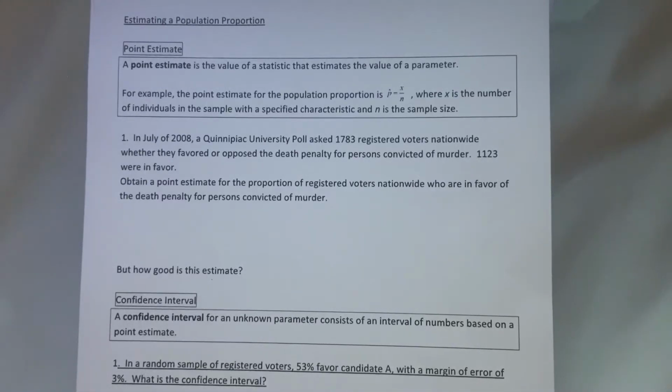Okay, stats, let's do chapter 9, section 1, estimating a population proportion. Let's first start defining a few terms. A point estimate is the value of a statistic that estimates the value of a parameter.